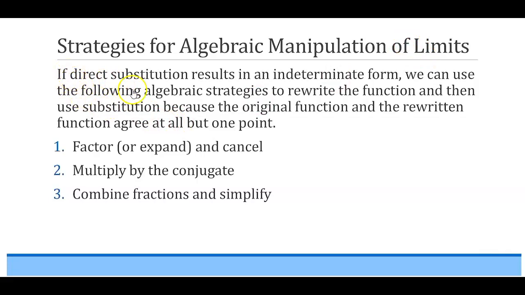Well, if direct substitution results in one of those indeterminate forms, then we can use the following algebraic strategies to rewrite the function and then use substitution, because the original function and the rewritten function are going to agree at all but one point. So those strategies include factoring, or sometimes expanding and canceling, multiplying by the conjugate, and then combining fractions and simplifying.